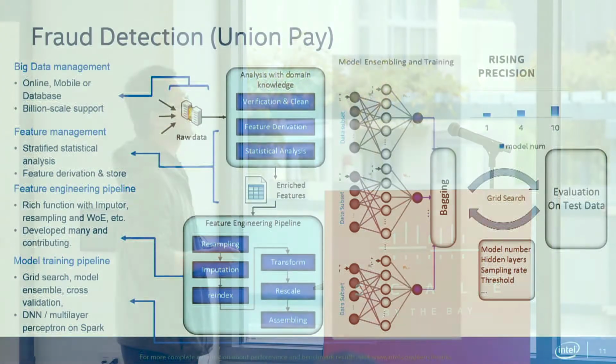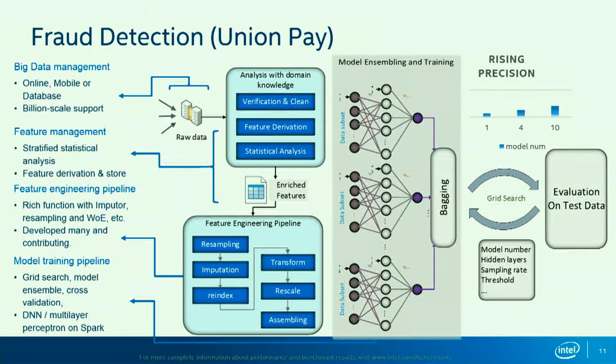So each model will be fed different training data. And for the prediction, all the neural networks come together and vote to see if a transaction is fraud or not. You can try different voting strategies to see which gives the best result. We use grid search, actually an improved grid search from Spark MLlib, to do the parameter tuning.